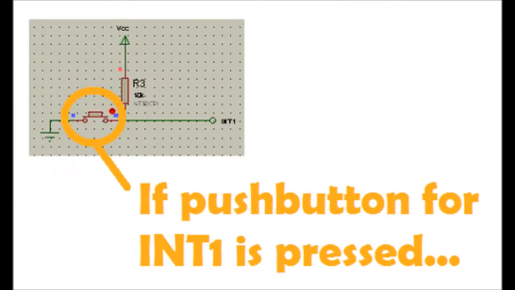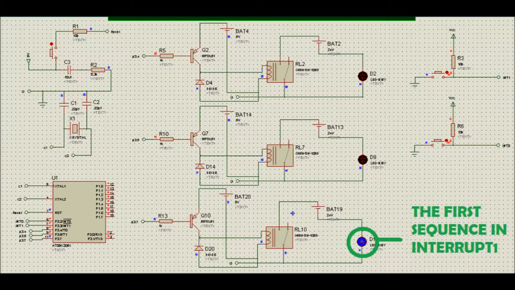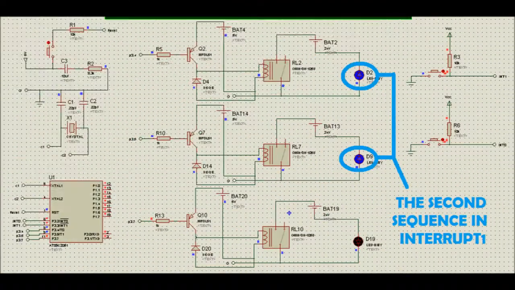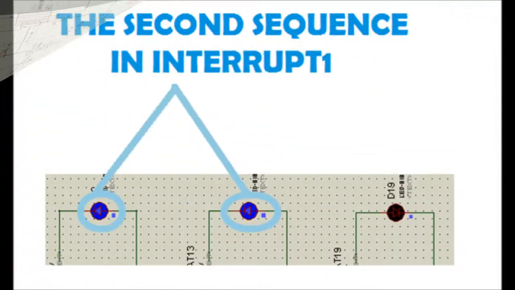Same goes with interrupt 1. If the push button for interrupt 1 is pressed, this will be the first sequence and the second. Once the sequence for the interrupt is done, it will go back to where it left off in the main program and will resume execution.